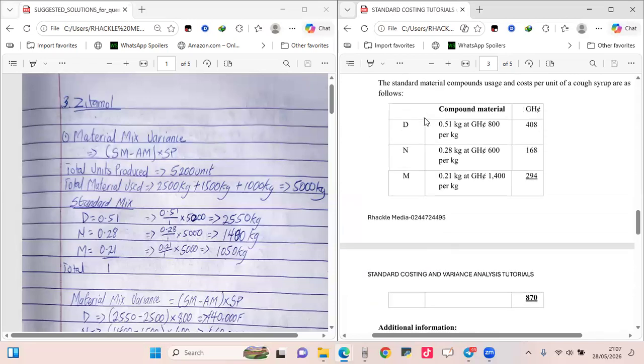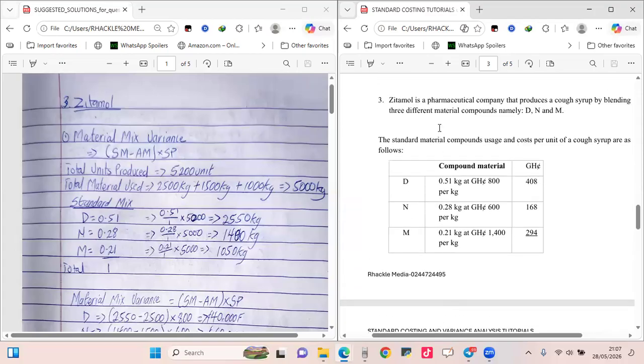Now, this question has actually given us the composition that is being used. Some questions will give us the ratio, like, let's say, materials D, N, and M are used in a ratio of, let's say, 3:1:1. Then you are going to use ratio and proportion to do that. Here they've given us a composition in kilogram. So what we have to do first is add all this composition, 0.51 plus 0.28 plus 0.21, right? But let's look at something first.